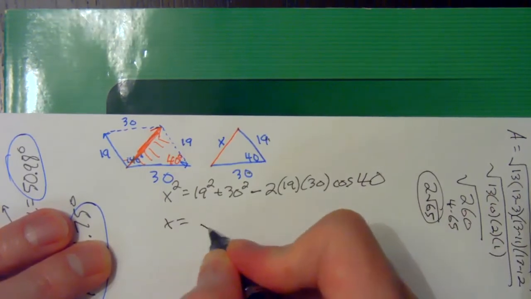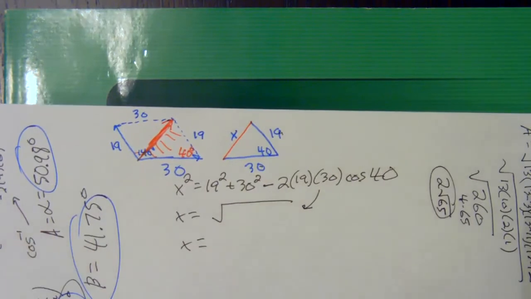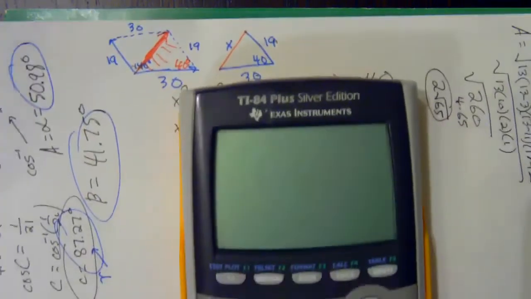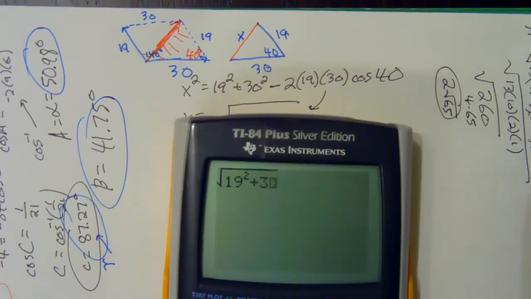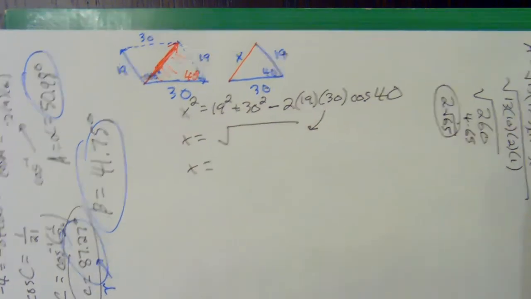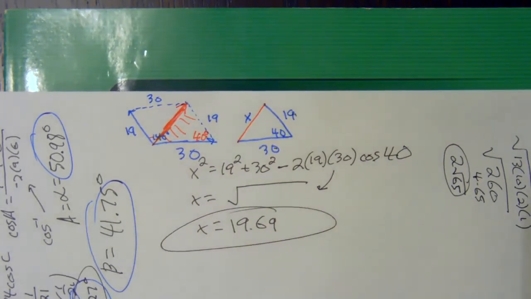When you do this, you take a giant square root first and enter it all into the calculator. Let's do that real quick together. I hit my square root button first, then 19 squared plus 30 squared minus 2 times 19 times 30, or you could put them in parentheses, times the cosine of that 40 degrees, and hit enter. That gives us 19.69. And that's it, you're done right there.